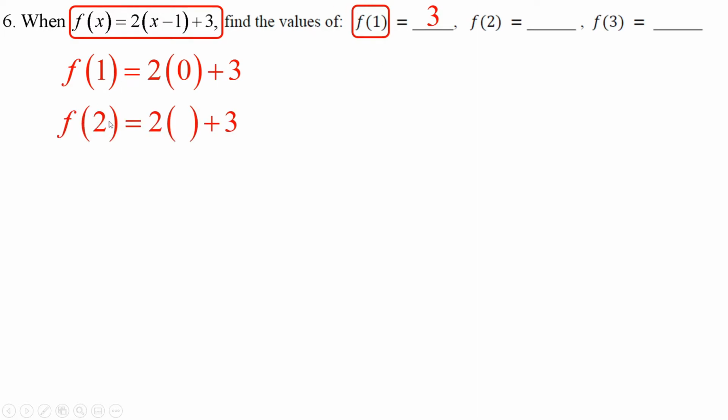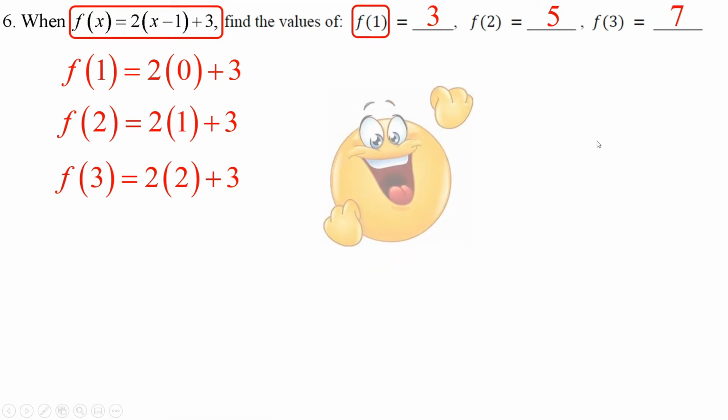So f of 2 would be, well, now my x is a 2. 2 minus 1 is 1. So let's put a 1 right there, direct substitution. And then 2 times 1 is 2 plus 3 more, 5. And now the x is a 3. So this x is a 3, so 3 minus 1 is 2. And 2 times 2 is 4, plus 3 more is 7. F of 3 is 7. Direct substitution.